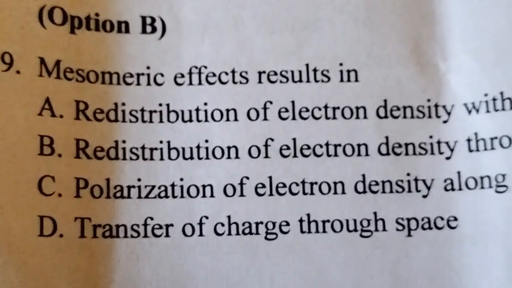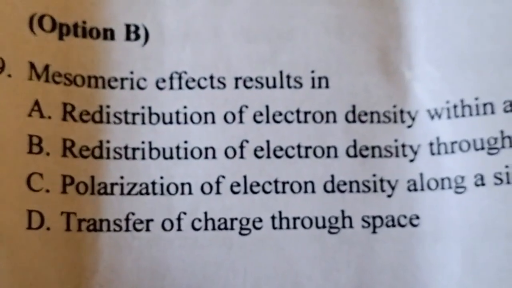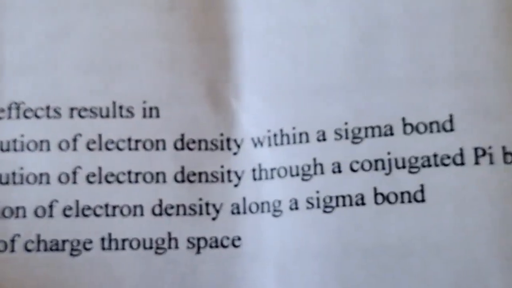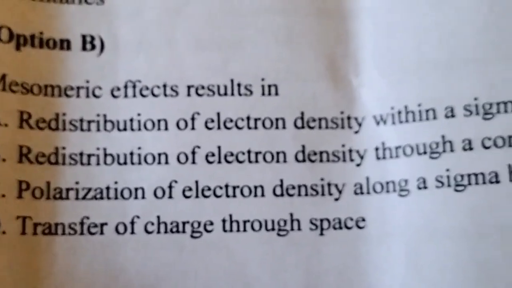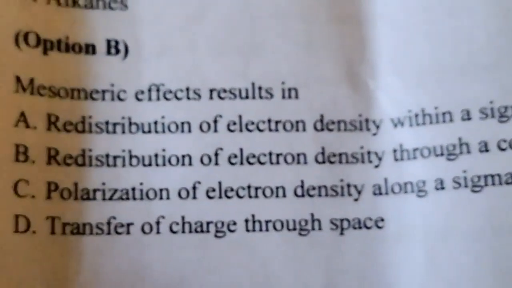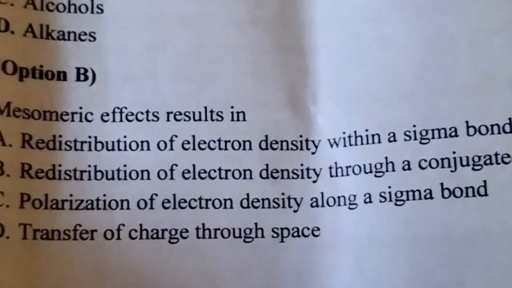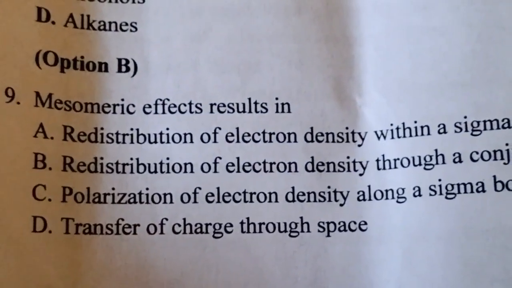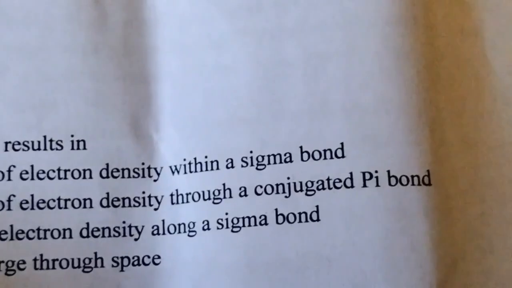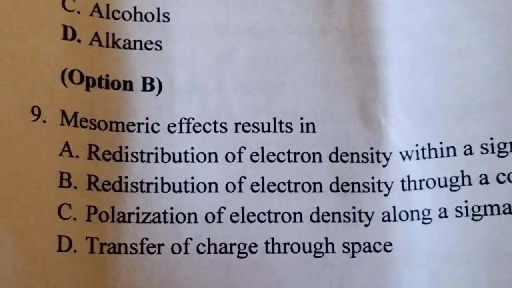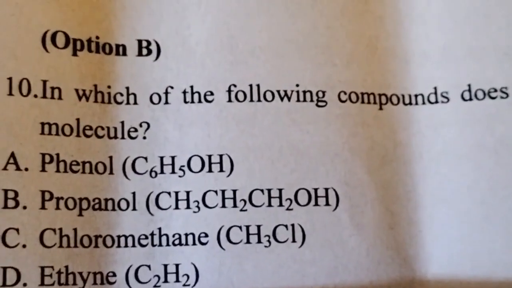Number 9. Mesomeric effect results in A, redistribution of electron density within a sigma bond. B, redistribution of electron density through a conjugated pi bond. C, polarization of electron density along a sigma bond. And option D, transfer of charge through space. So mesomeric effect or resonance will lead to redistribution of electron density along a conjugated system or pi bond. The answer is option B. Number 9, option B, the correct answer.